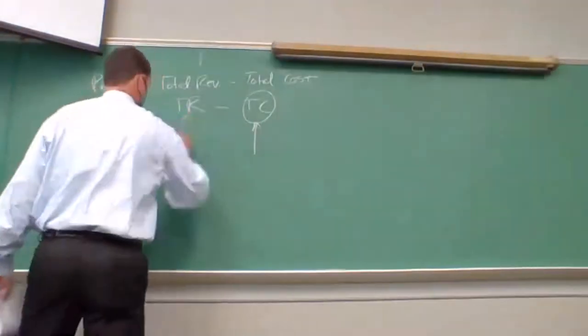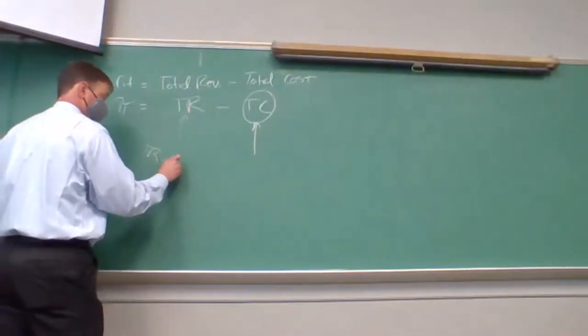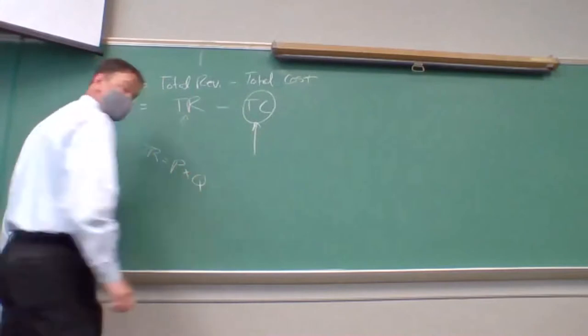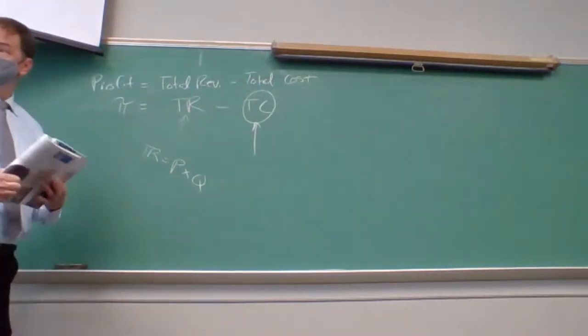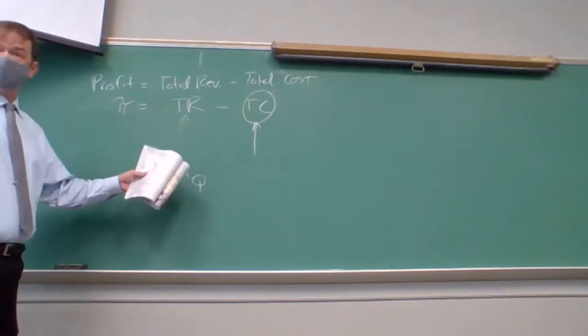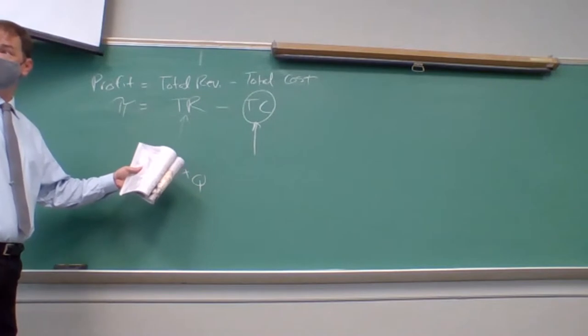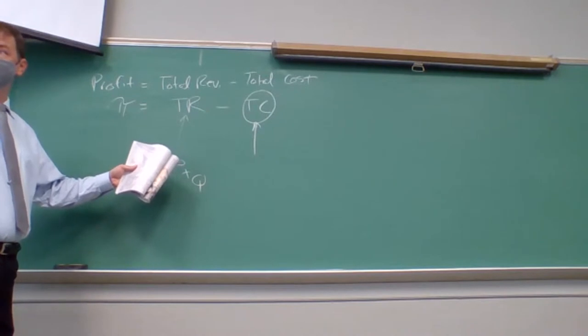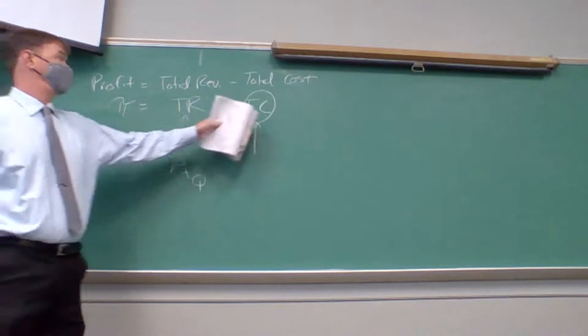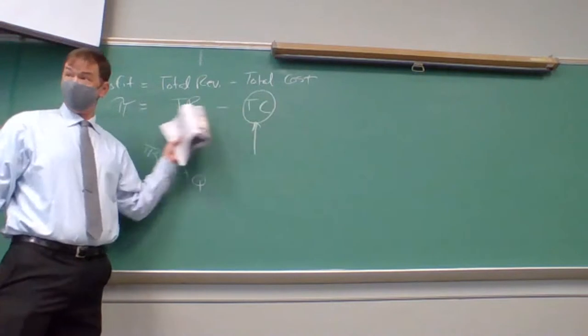So when you're looking at total revenue, you know total revenue is simply price times quantity. Price you get times the quantity you sell. That's your revenue, right? If you sell 10 units at $5 a piece, that's $50 in revenue. Is that $50 in profit, though? No, it's just $50 in revenue. You got to take out the total cost, then that's your profit.